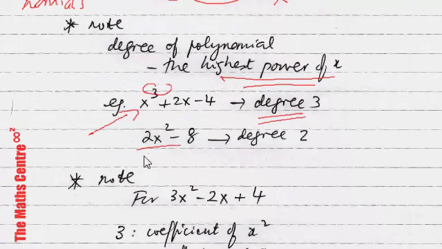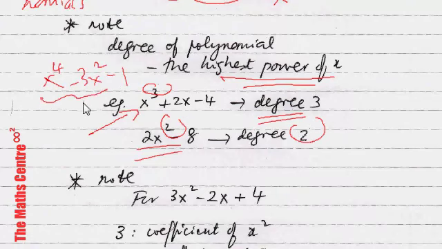Now if you look at 2x squared minus 8, this is a polynomial of 2 terms. The highest power that you see here is 2, therefore the degree is 2. For example, I can write x to the power of 4 minus 3x squared minus 1. This one will be of degree 4, because the highest power here you see is 4.